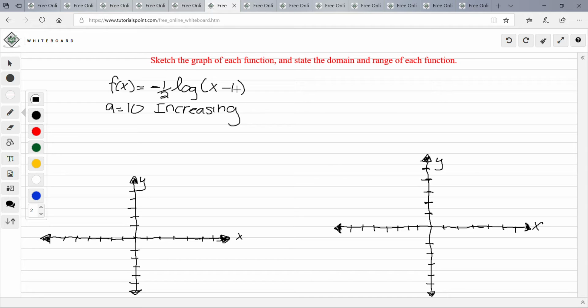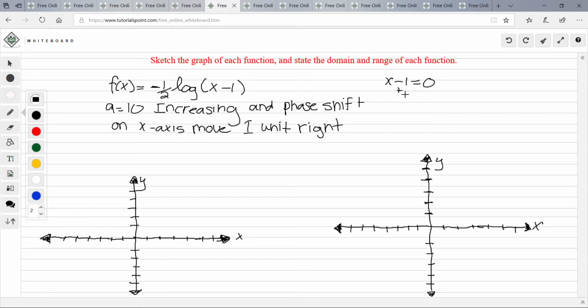And then what else do we know? We know that because of the x minus 1 here, there's a phase shift on the x-axis, so you're going to move one unit not to the left but to the right. If you ever get confused, you can set x minus 1 to 0, and then you add one, so you're going to move one unit to the right. That's how, if you ever get confused.